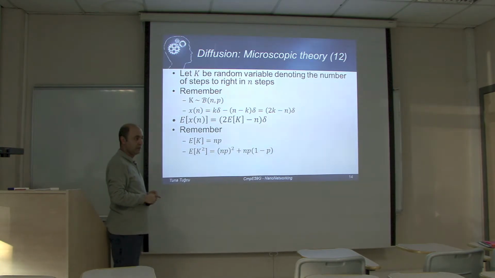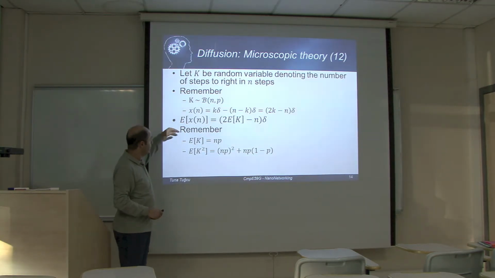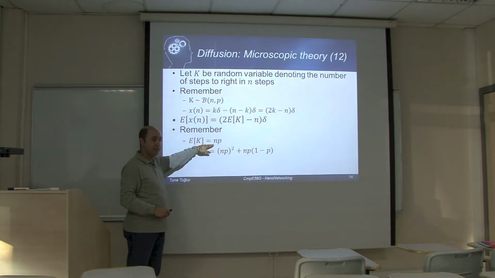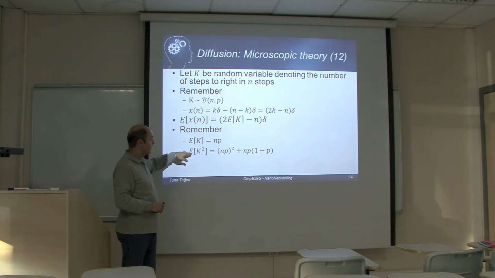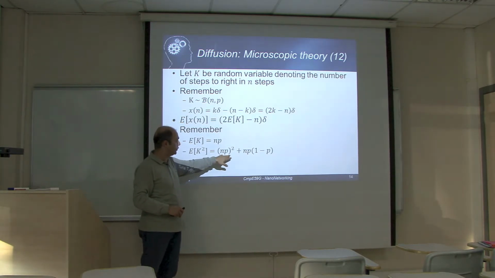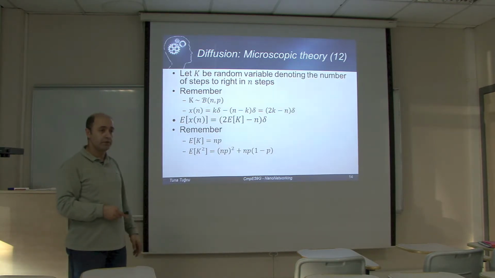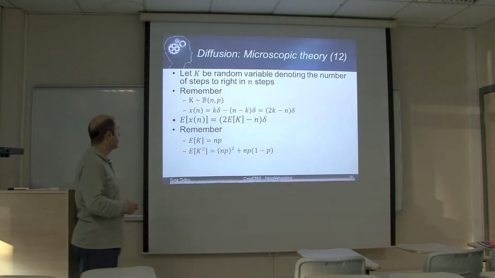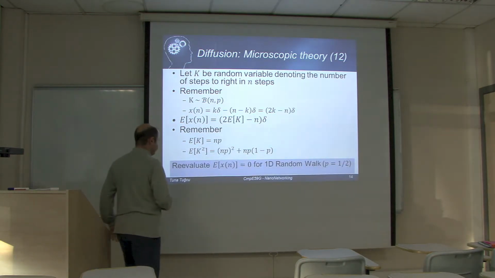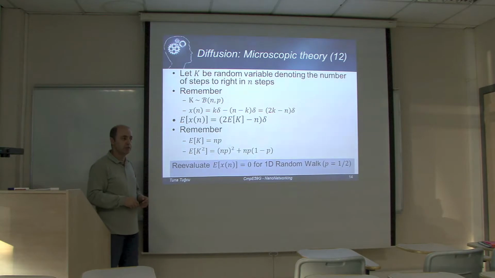Okay? So that would be the expected value of having k steps to the right. Remember, for the binomial distribution, the expected value is np, where n is the number of trials and p is the probability of success. And the variance would be np times (1 minus p). That's already known from the binomial distribution. So just try it using pen and paper.